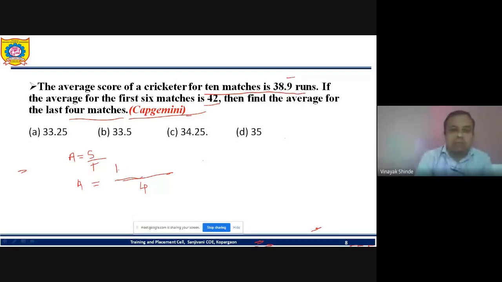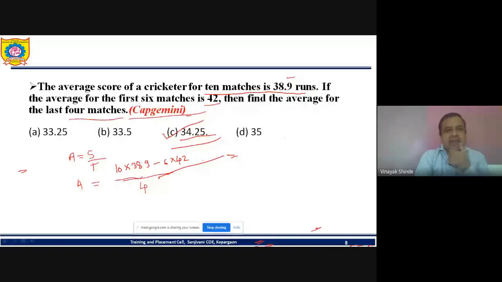So 10 matches are there, 10 into 38.9. And the average for the first 6 matches is given to you. You can subtract it, 6 into 42. If you perform the simplification over here, it is 137 divided by 4. So you'll get 34.25. Option number C is correct. 34.25 is the right answer. Okay, go for next.